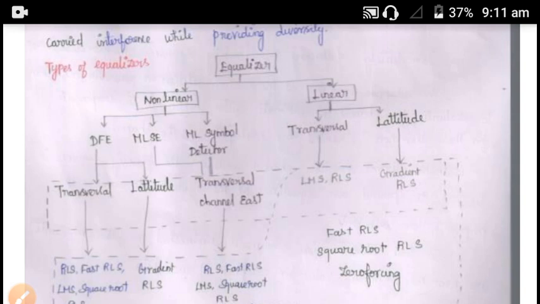The non-linear equalizer is again classified into three types. What are the three? Decision feedback equalization, maximum likelihood symbol detection, and maximum likelihood sequence estimator.